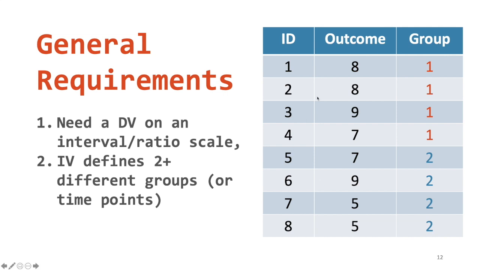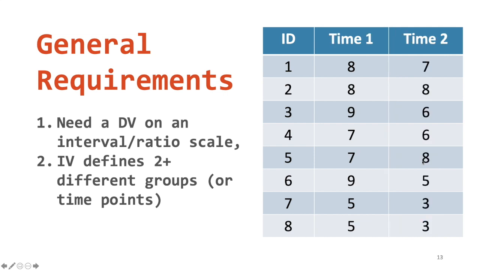So an example would be this. Our outcome is this continuous variable. And then we have a group that says whether person number 1 is in group 1. Or if you go down, person number 5 is in group 2. It also can handle data that looks like this, so time 1 and time 2.